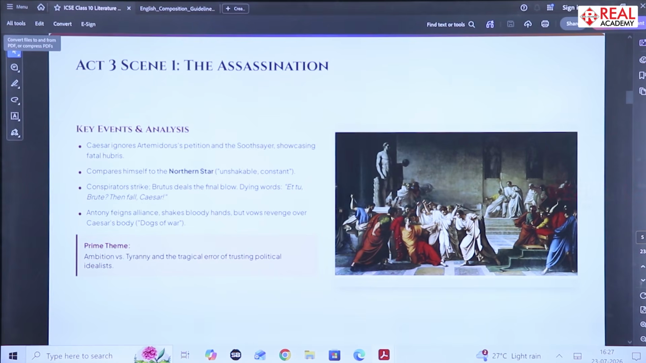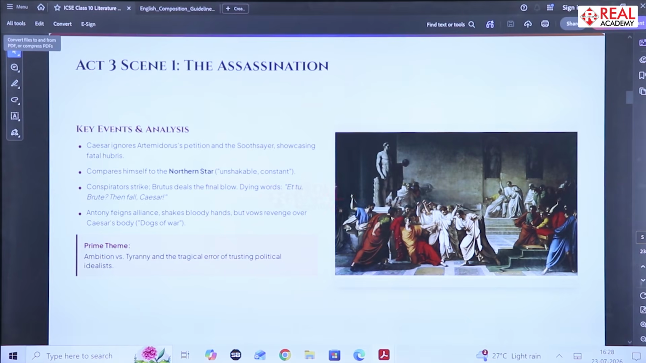From this, we can understand that Act 3, Scene 1 refers to the assassination of Julius Caesar inside the Senate House. Now, key events and analysis. Caesar ignores Artemidorus' petition and the soothsayer, showcasing fatal hubris.